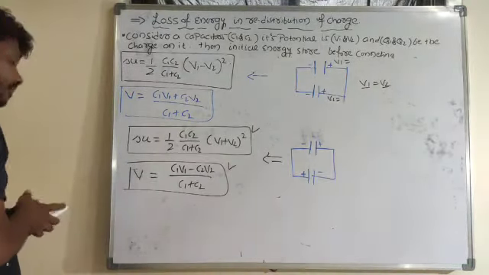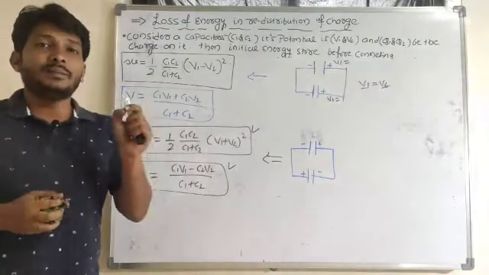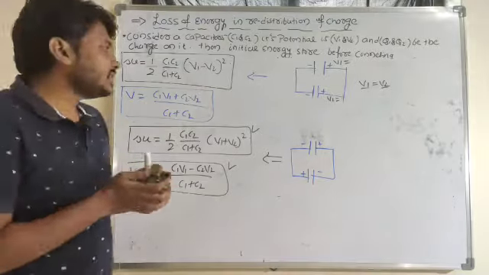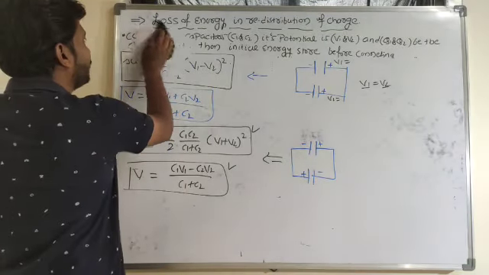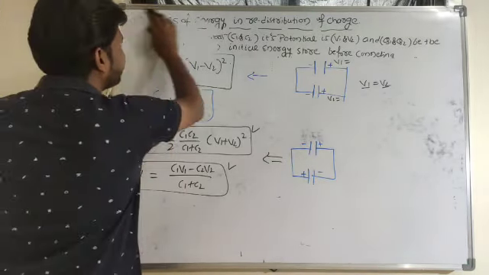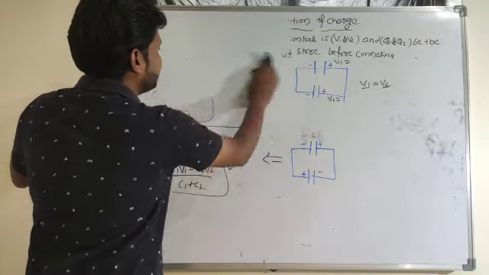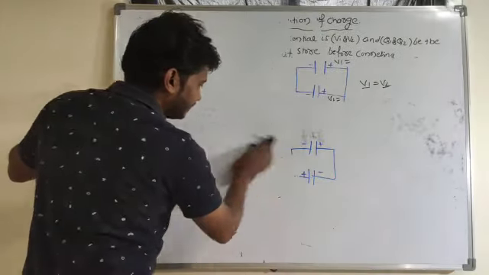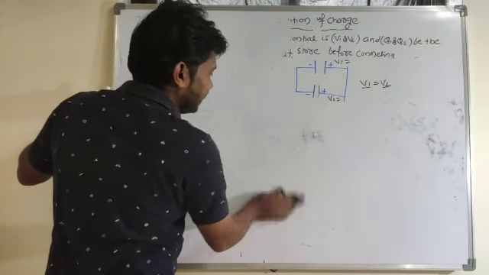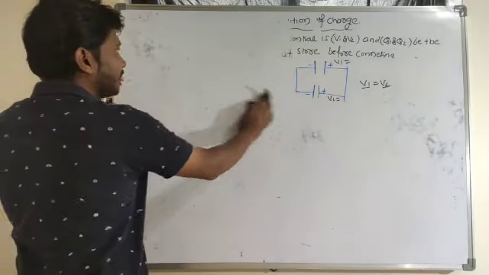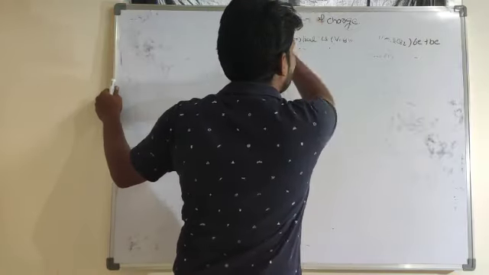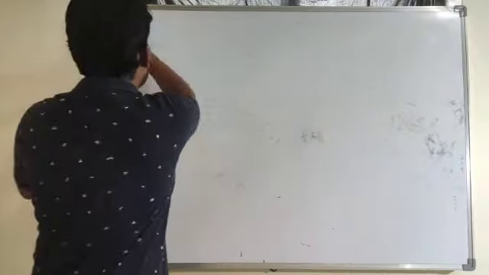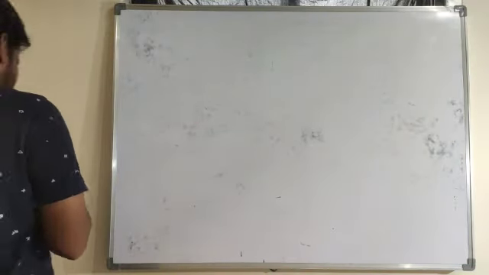For example, I am having n number of identical liquid drops that I will consider here. These liquid drops have a charge q amount, and the potential is V, and the radius of each small drop is small r. So look at here.